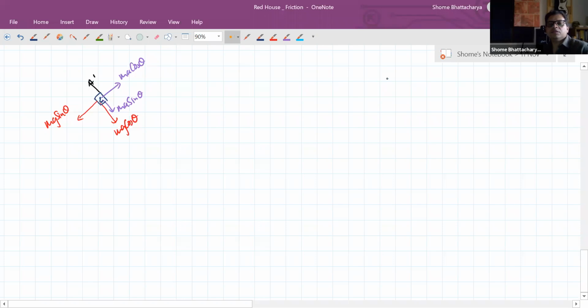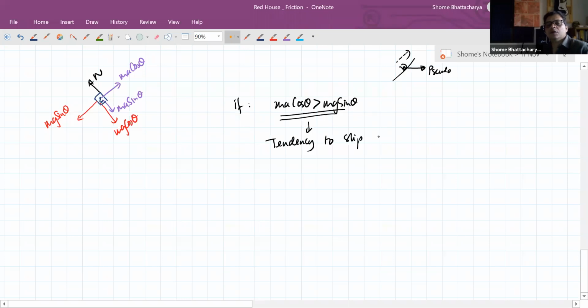Now, if you think about it very carefully, that can happen. The block is experiencing pseudo force like this now. So if the pseudo force becomes very large because the acceleration is too large, it can have a tendency to start sliding up the inclined plane. Okay. So if A is too much, ma cos theta dominates over mg sin theta. So this is the reverse condition now. The tendency to slip for the block will be up the inclined plane.